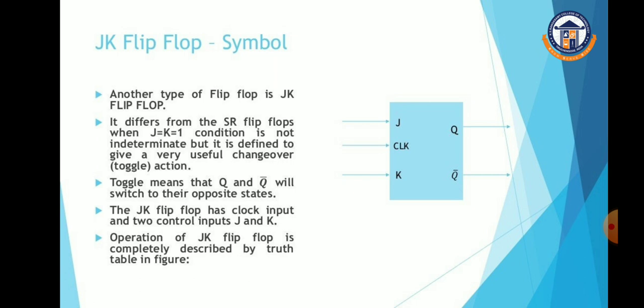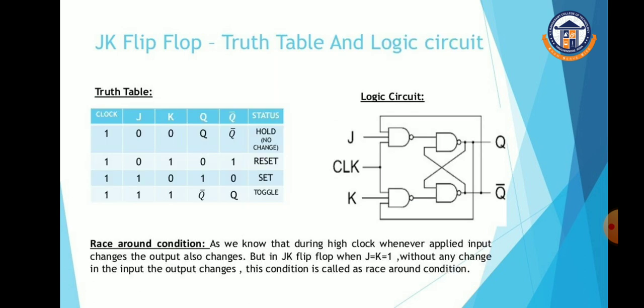The JK flip flop has a clock input and two control inputs, J and K. The operation of the JK flip flop is completely described by the truth table in the figure. See, this is the truth table of the JK flip flop. Whenever J is 1, it will set. Whenever K is equal to 1, the output will be reset. Whenever both inputs are 1, the output will toggle. Whenever J and K are equal to 0, the output status will be hold. Okay, this is the logic diagram of the JK flip flop.